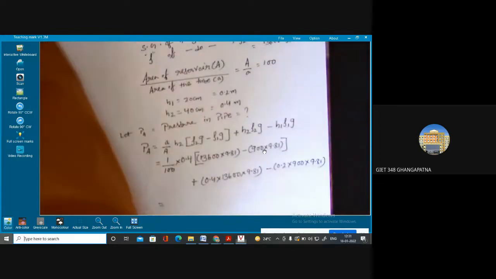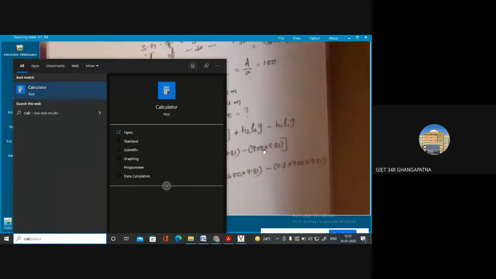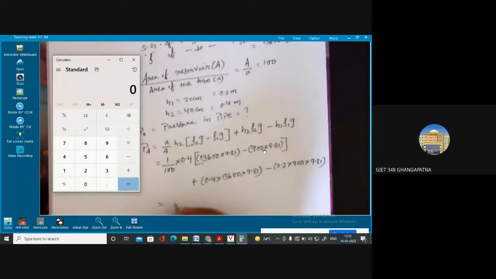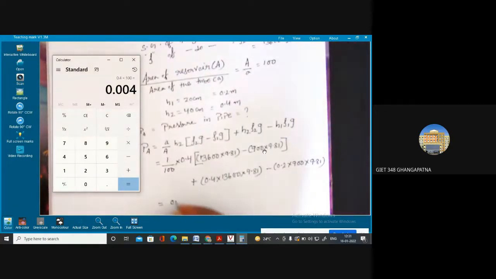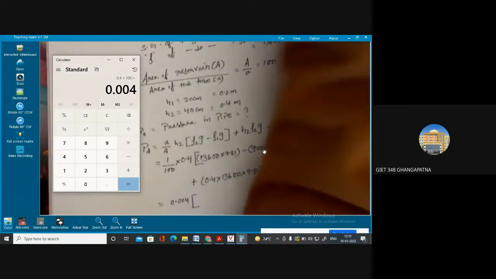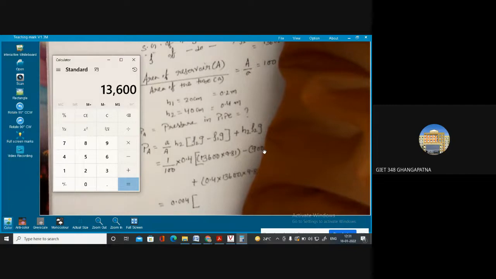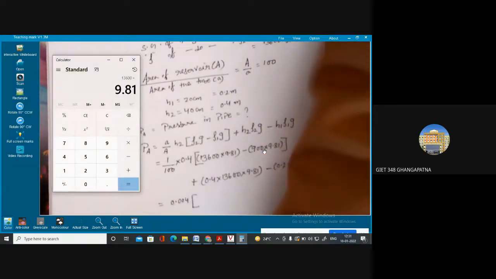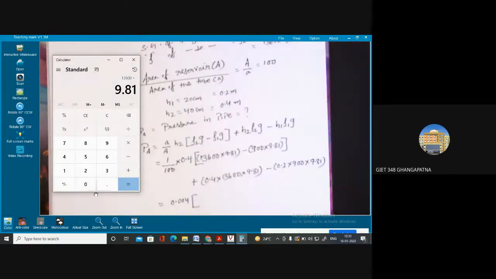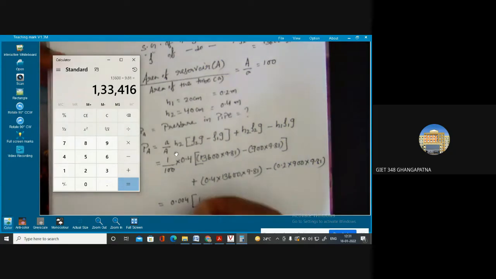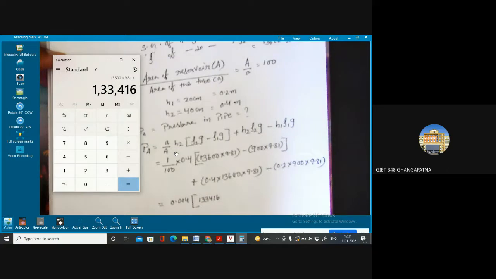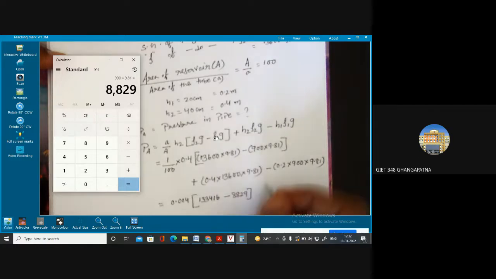So, let us use the calculator here. You also use the calculator. So, 0.4 divided by 100 is 0.004. Okay. So, 13600 into 9.81. 13600 into 9.81 is how much? 133,416, minus 900 into 9.81, that is 8829. Kindly do cross check it, okay?